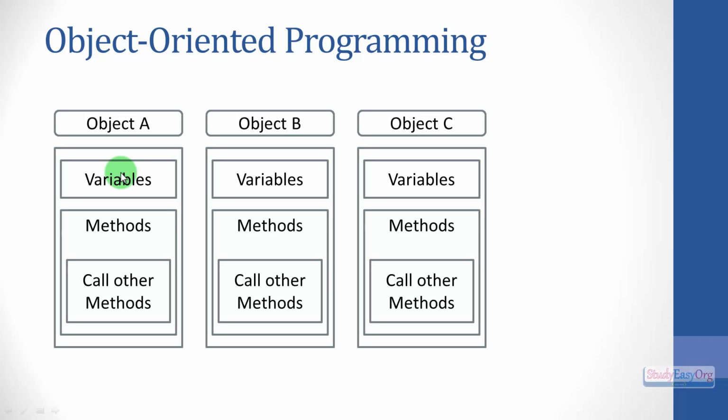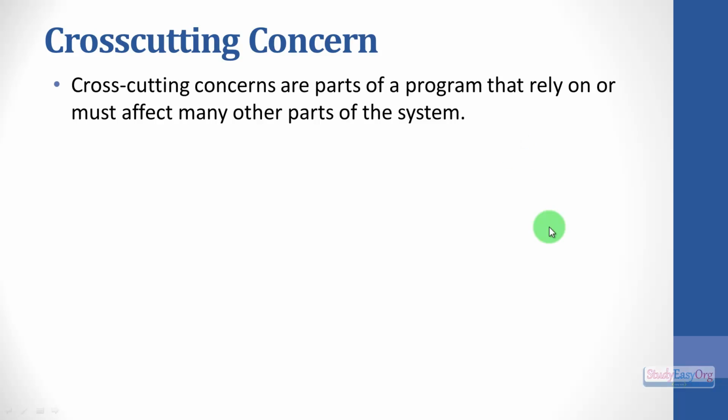And the best part is that we can depict real life scenarios by taking help of the object-oriented methodology. Let us proceed further and check object-oriented programming furthermore. Now when it comes to the object-oriented methodology, it doesn't modularize cross-cutting concerns properly. Now what exactly is a cross-cutting concern? If we check this particular definition, it says cross-cutting concerns are parts of the program that rely on or must affect many other parts of the system.